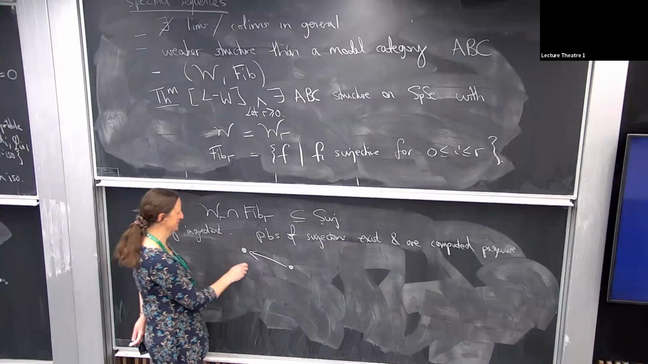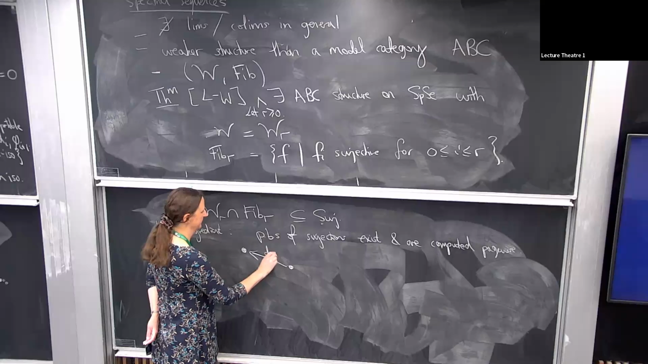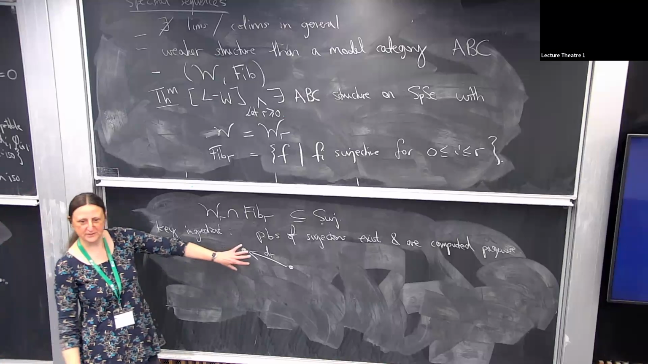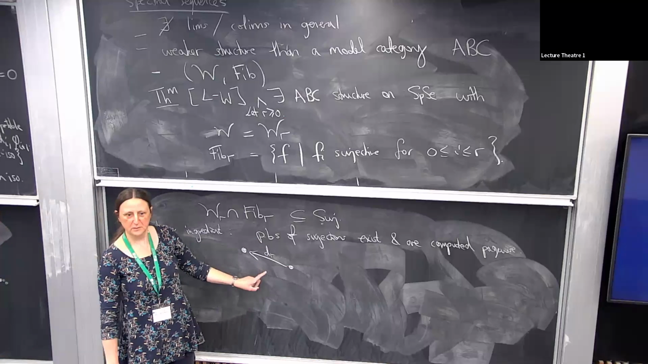What's this supposed to be? So this is supposed to be, all right, a picture of a spectral sequence, like a tiny little one. It probably means what you think it means.